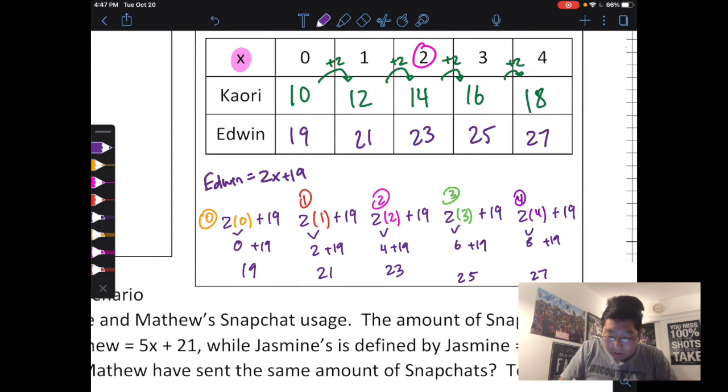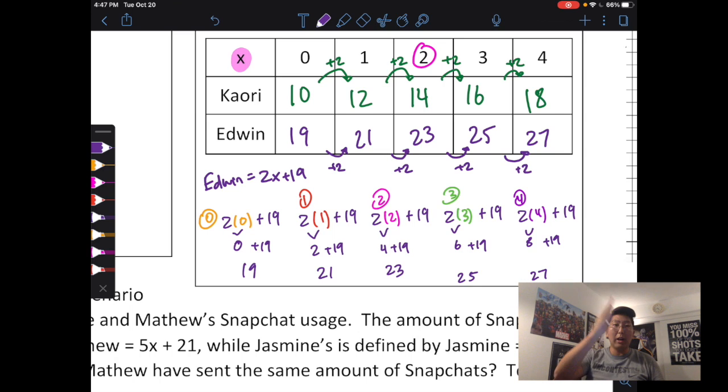So if we look at this table, we can notice that there's also a pattern for Edwin's. How many Snapchats is he sending per hour? How much is it growing by? It's growing by +2, +2, +2, +2. Just like Coyote's, they're both growing by 2. So they're both, each hour, sending 2, 2, 2.